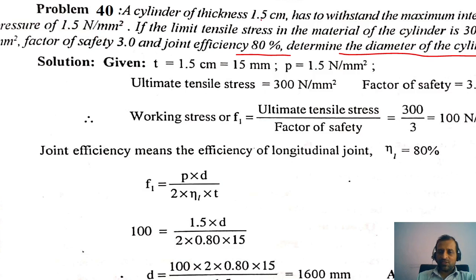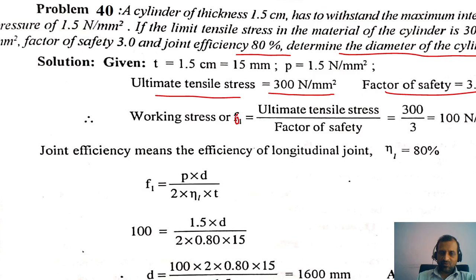A cylinder of thickness 1.5 centimeter has to withstand the maximum internal pressure of 1.5 Newton per mm square. If the limit tensile stress in the material of the cylinder is 300 Newton per mm square, factor of safety is 3 and joint efficiency is 80%. Determine the diameter of the cylinder. So now write the given data. T is 1.5 centimeter, that is 15 mm. P is 1.5 Newton per mm square. So the ultimate tensile stress given is 300 Newton per mm square and factor of safety is also given as 3. First you find out the working stress or safe stress.